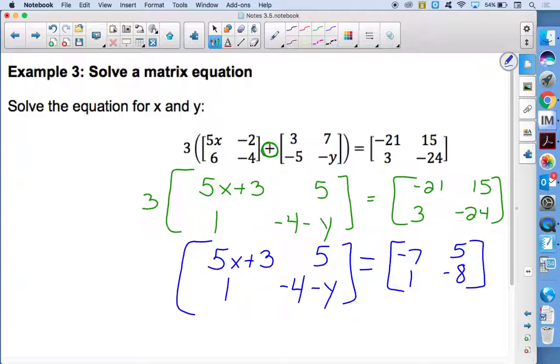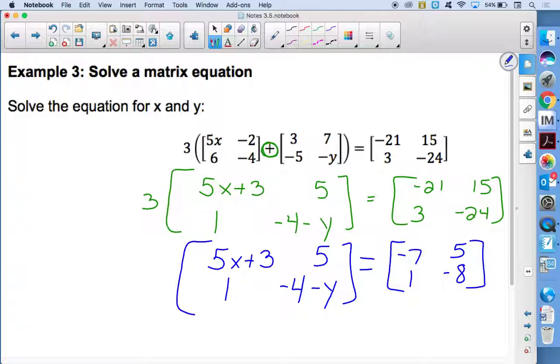So again, if yours is slightly different, that's okay. If you took the 3 through and made this a 15x, your answers are just slightly different. You might have 15x plus 5 here, and then a 15 and a 3 and a negative 12 minus 3y. So it's okay if you did something different first.